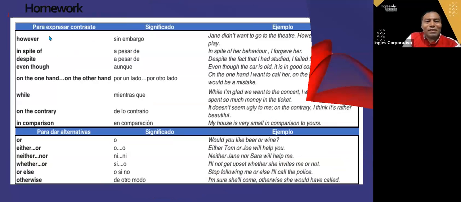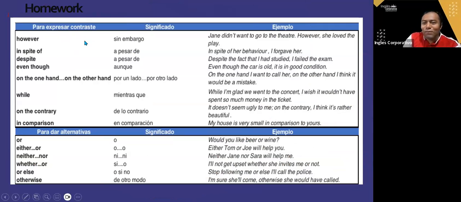Okay, you have these expressions for contrasting. These phrases are for contrasting. So you have however, in spite of, despite, even though, on the one hand, on the other hand, while, on the contrary, in comparison, right? Entonces aquí tiene estas expresiones. You have the meaning in Spanish and you have examples, right? Entonces, de esta va a hacer una oración usando esta frase.